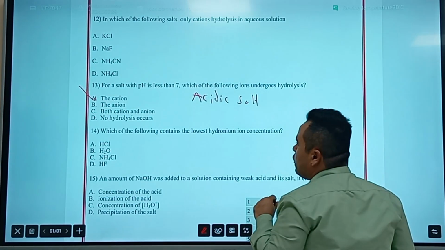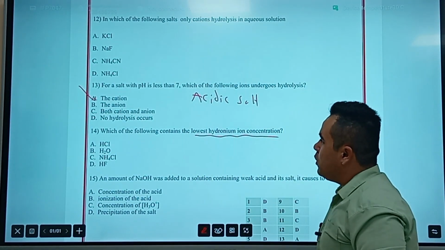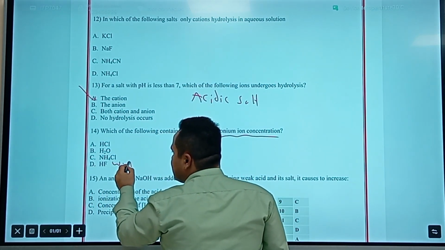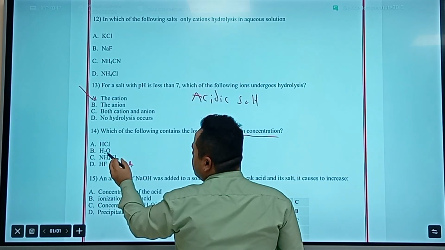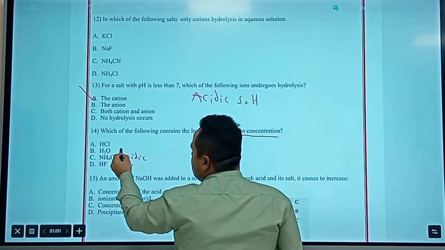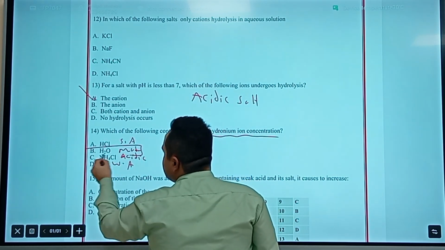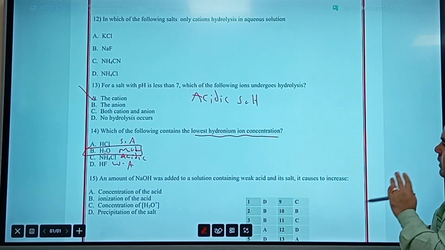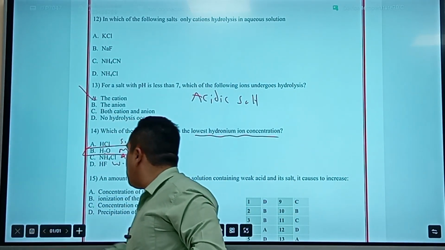Which of the following contains the lowest hydronium ion concentration? Lowest hydronium ion concentration. This is a weak acid, this is the acidic salt, H2O neutral. This is a strong acid. H2O is the correct answer. Why? Because H2O contains the least hydronium concentration among those options.